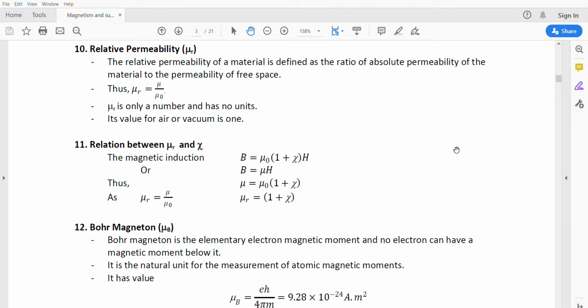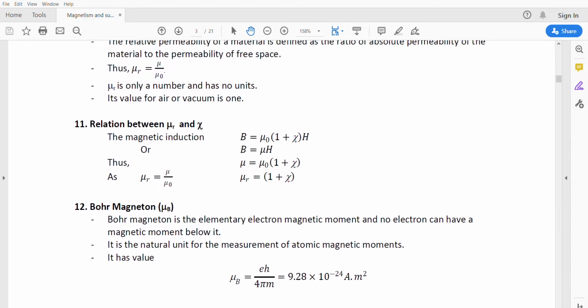The last definition in this part is the Bohr magneton. The Bohr magneton is the elementary electron magnetic moment, and no electron can have a magnetic moment below it. It is the minimum magnetic moment of magnetic materials. Magnetic materials can be measured using the magnetic moment, meaning how they respond to the external field, or the torque experienced by the materials when kept in a magnetic field. The minimum magnetic moment of materials is said to be the Bohr magneton.